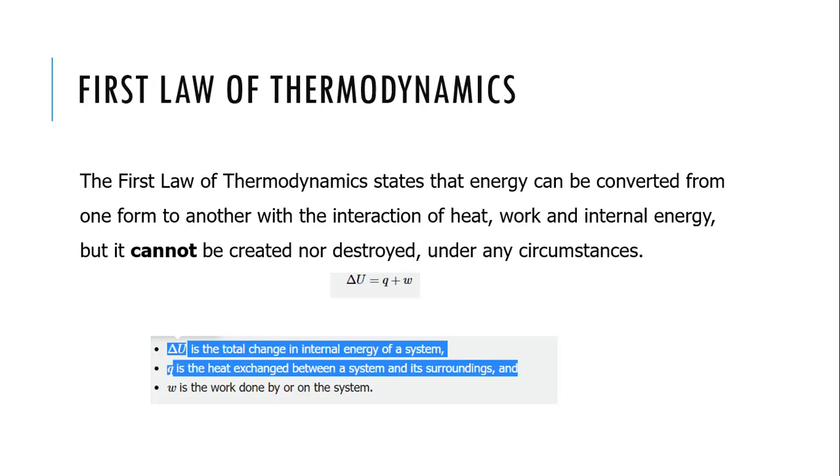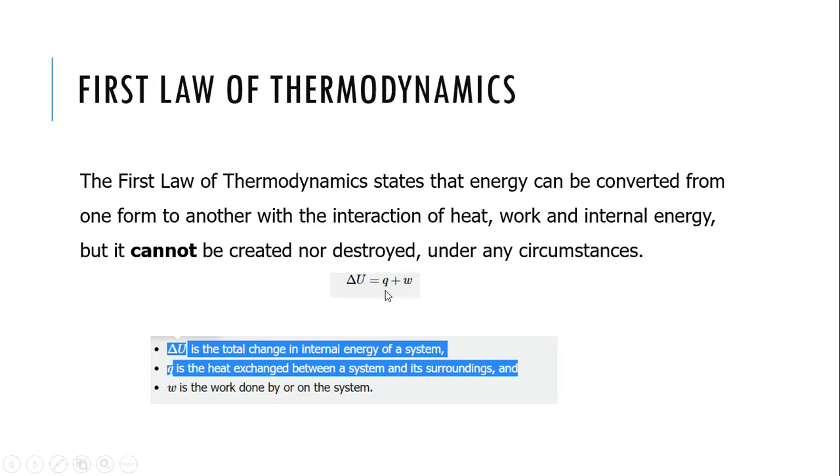So change in internal energy, delta U, is the main quantity applicable for describing the first law of thermodynamics. The change in internal energy is nothing but U2 minus U1, where U2 is the final internal energy of the system and U1 is the initial internal energy of the system.